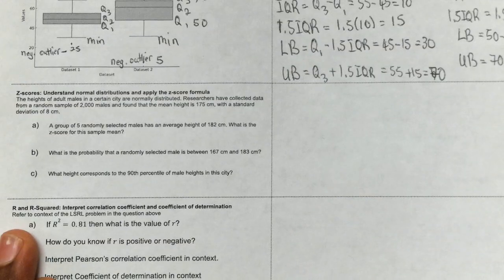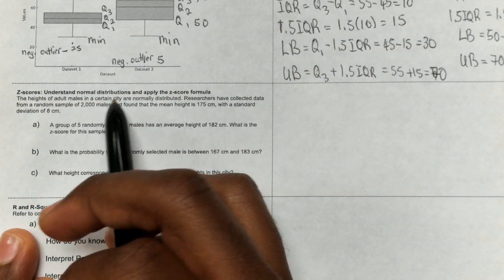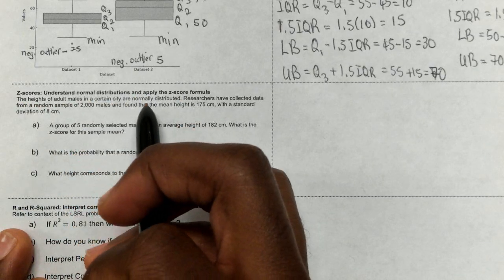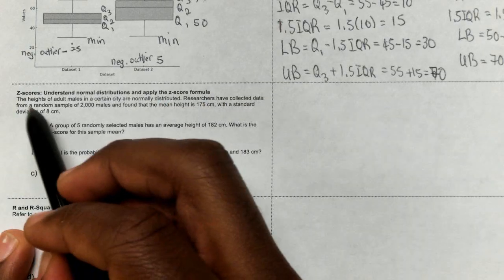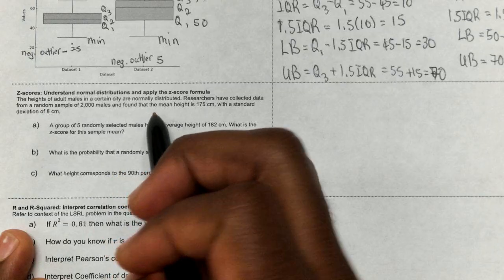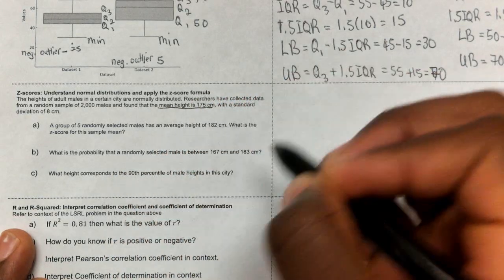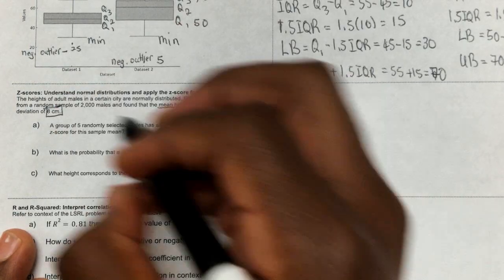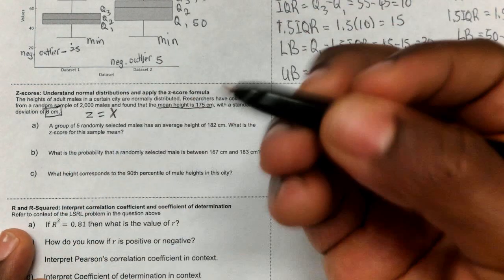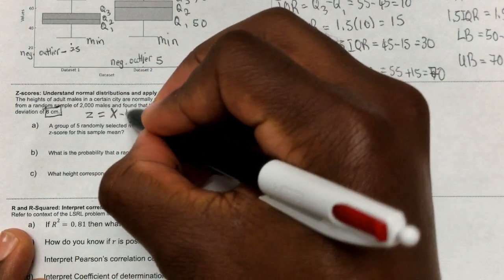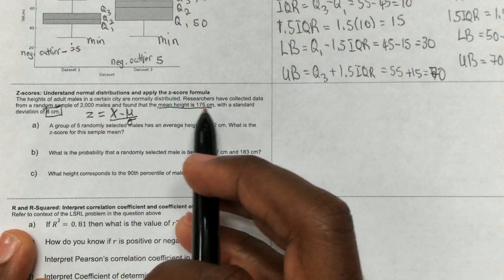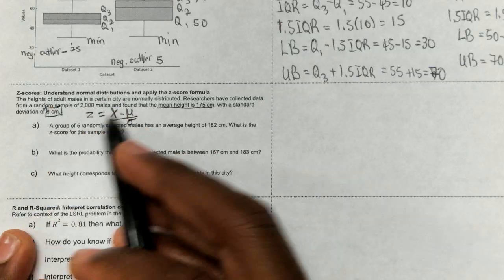So the next question says, we need to use z-score and understand normal distributions and apply the z-score formula. It says the heights of adult males in a certain city are normally distributed. Researchers have collected data from a random sample of 2,000 males and found that their mean height is 175 and their standard deviation is 8, okay? So the reason why I identify those key things is because to calculate z-score, z is equal to the x value that you're trying to evaluate or find the corresponding z-score for, minus your mean, divided by your standard deviation, all right? So again, that's why I try to identify what my mean is and my standard deviation based on the problem given.